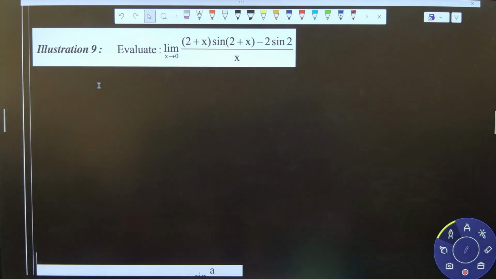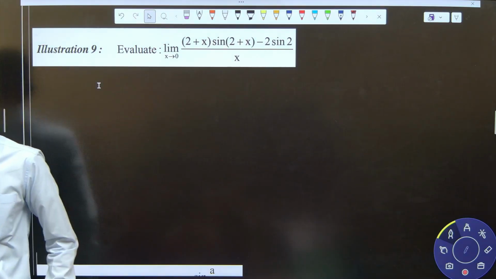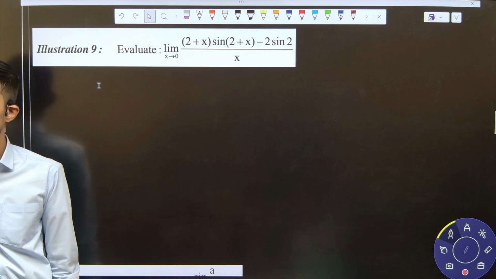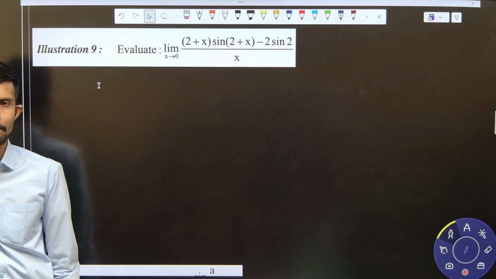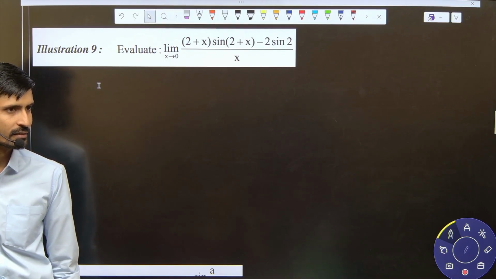Okay, so let's start. Last bench. Hmm. Now tell me, how will we solve this question? How will we solve this question?